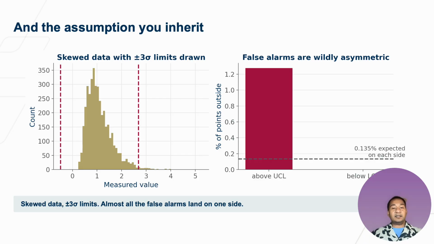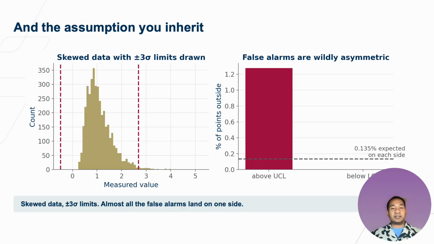And the second inheritance, the distribution. The X bar chart plots averages, so the central limit theorem protects you. An individuals chart plots the raw measurements, so it inherits whatever shape the data has. Here is skewed data, a log normal, which is a reasonable model for many bounded positive quantities in the fab. Draw limits at plus or minus 3 sigma.